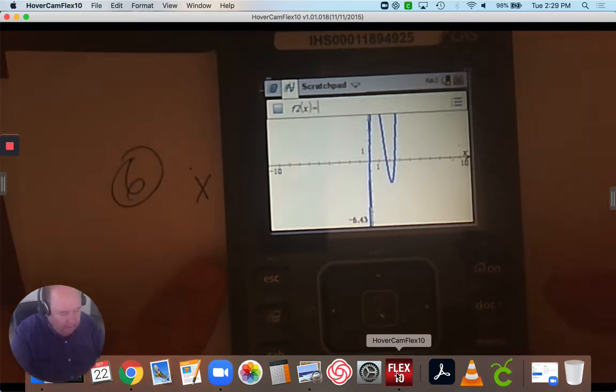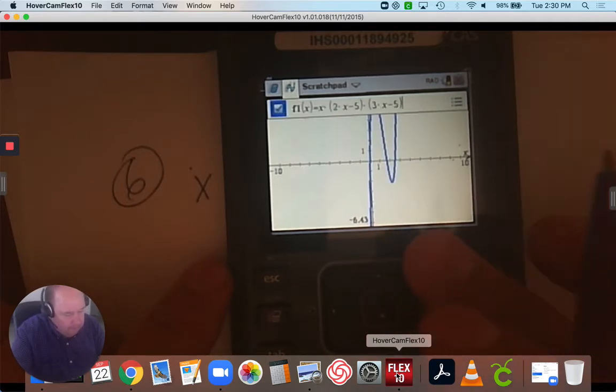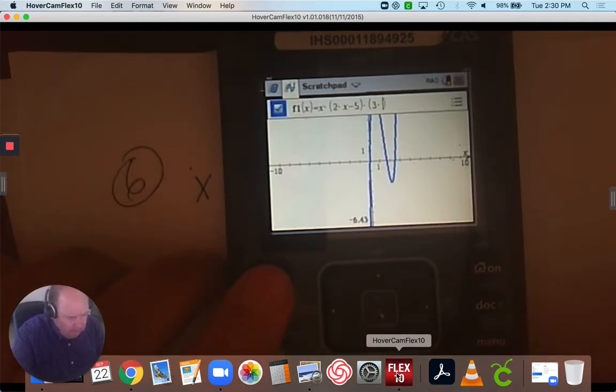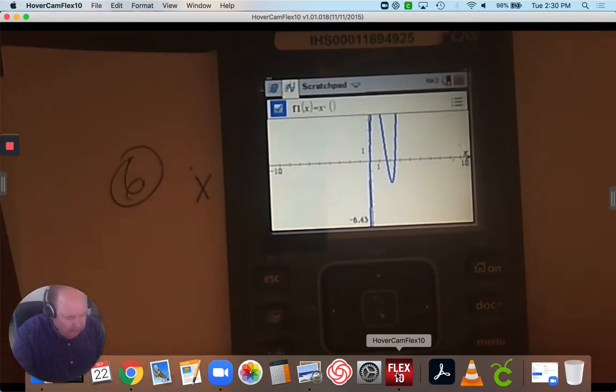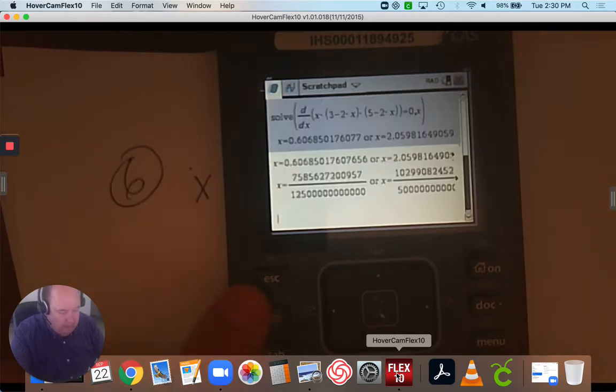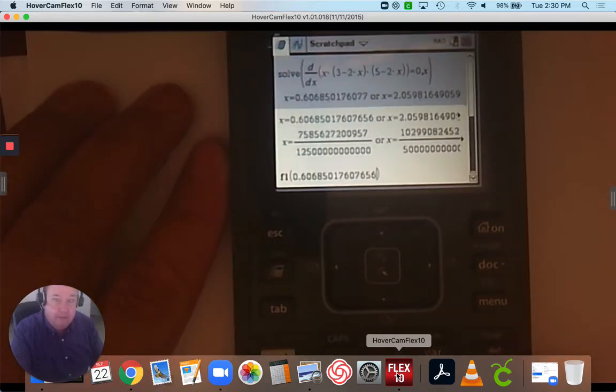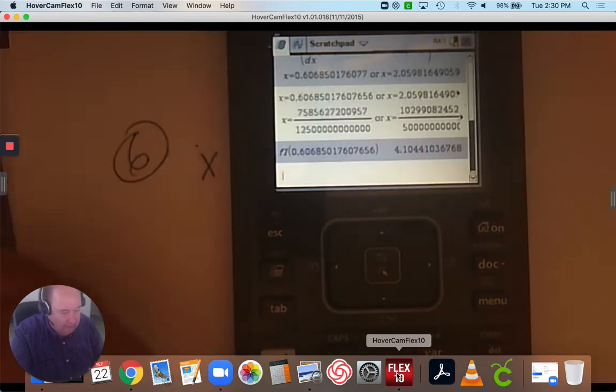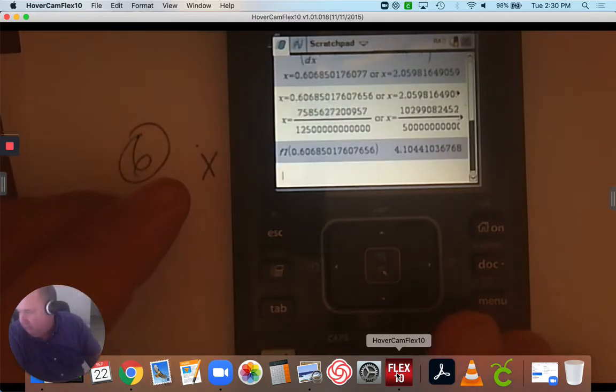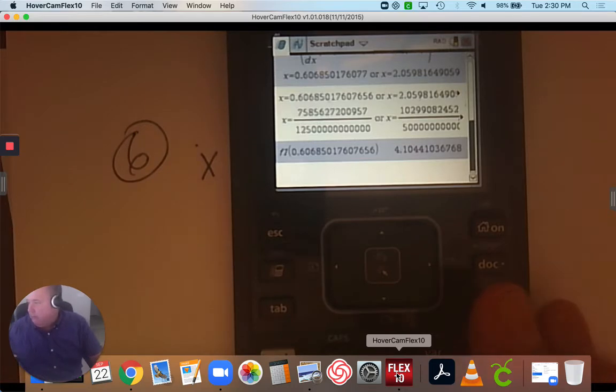So it's 3 minus 2x, and the other one is 5 minus 2x. Okay, so I've defined it in there. Then when I go back here, all I have to do is go F1, parentheses, and then paste. So Control V, and then you have an exact answer. You have to be able to copy and paste to get an exact answer. And then if you round it, you get 4.104.